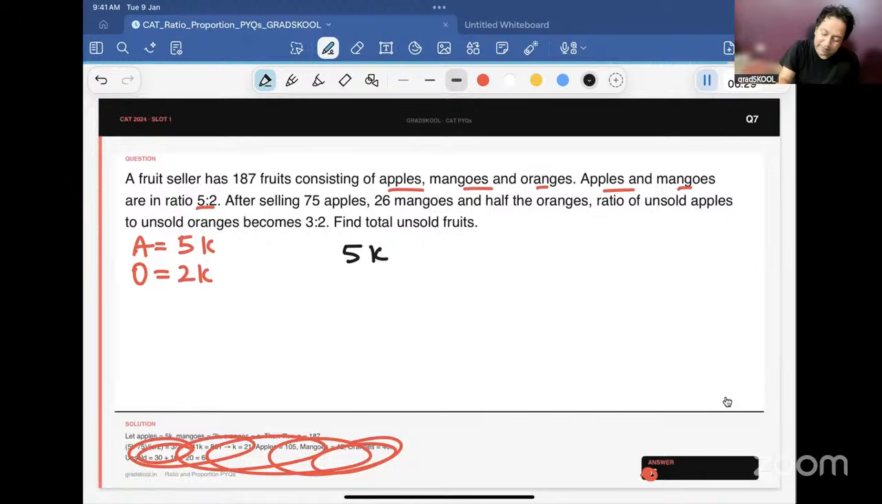So you know what? I'm writing the equations as I am reading the question. This is the best approach, the fastest approach. Just keep on writing the equations as soon as you read the question.